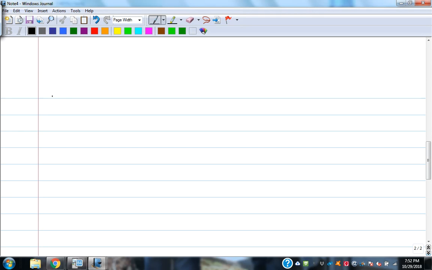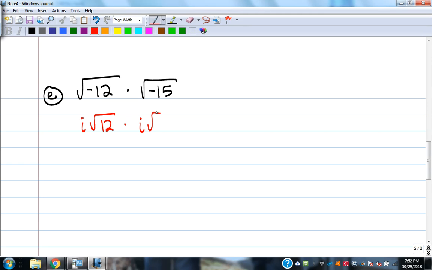All right. Let's look at another one of those then. Square root of -12 times the square root of -15. Again, anytime there's a negative under the square root, we've got to simplify that first. So pull the i's out first. i radical 12, i radical 15. When you multiply those two together, you get i squared, and then whatever 12 times 15 is.